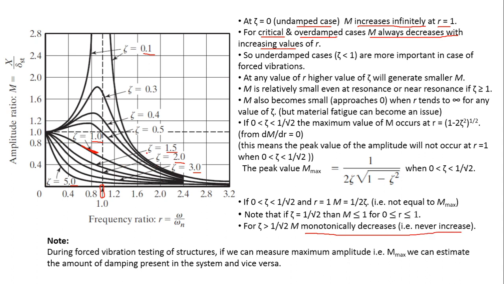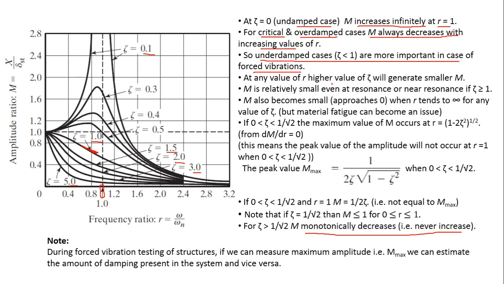However, you can see that when zeta is less than 1, the curves increase, become maximum, and then decrease. So this is the distinguishing feature between underdamped systems vibrating with some excitation force, and critically and overdamped systems vibrating with some kind of excitation input. So this suggests that the underdamped cases where zeta is less than 1 are more important in case of forced vibrations.